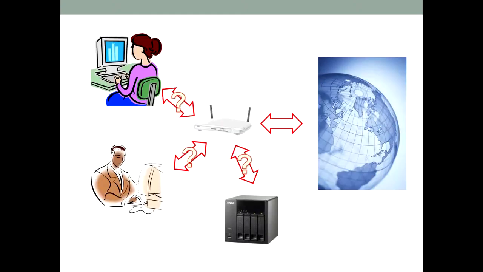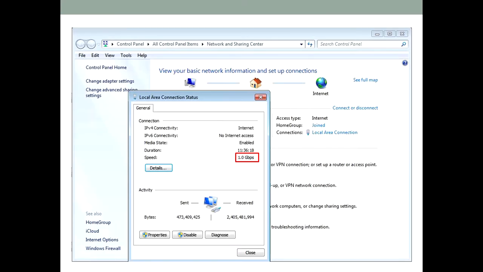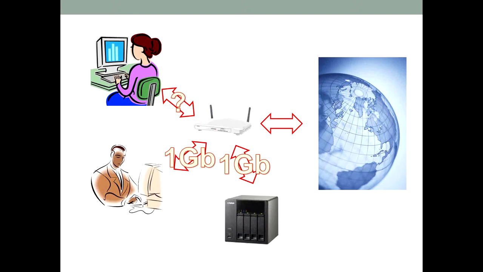Let's go back to the cheesy graphic we used in the previous webinar to illustrate a local network. How fast are the devices talking to the router? If you look at my network information, you'll see that it's going at 1 gigabit, or 1 billion bits per second. This is shown as 1.0 Gbps. Let's put that information on our graphic.